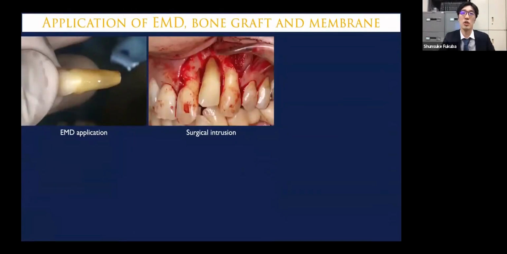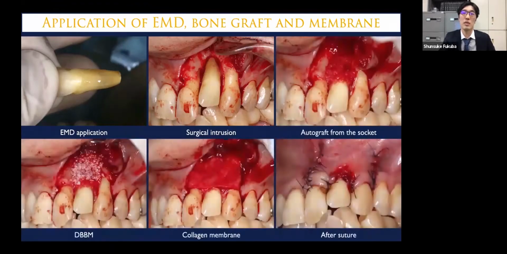After the root conditioning with EDTA, EMD was applied to the root surface. The tooth was replaced at the apical position and fixed with the proximal teeth. Autogenous bone, DBBM, and collagen membrane were placed in layers. Finally, the extended flap was sutured with a coronally advanced flap.